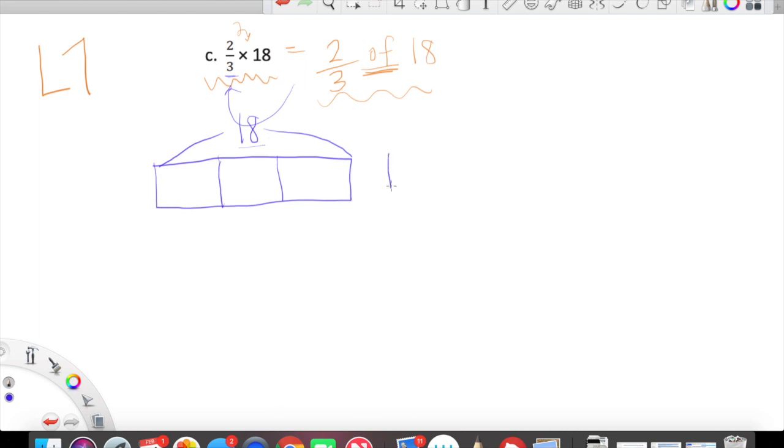So let's think about this. 1 unit, if I just wanted to find 1 unit, that would be equal to 18 divided by 3. 18 divided by 3 would equal 1 unit. Another way we can write 18 divided by 3 is 18 over 3. Remember this? I hope this is kind of coming back to you guys. Most importantly, what is 18 divided by 3? 18 spread across 3 equal parts.